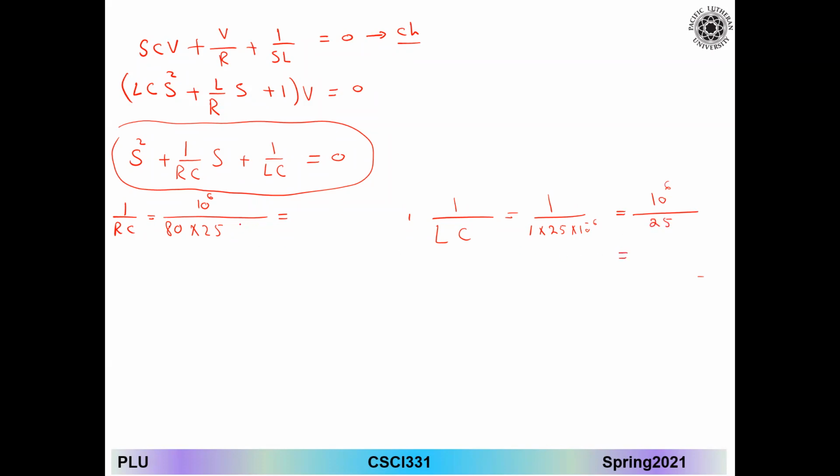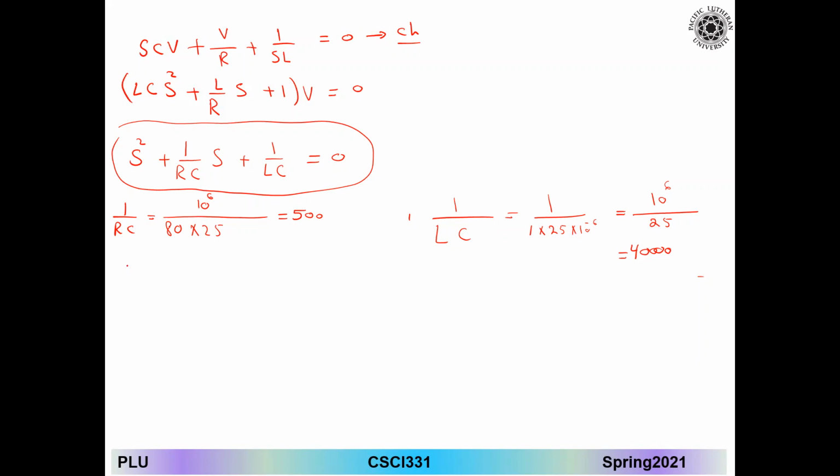Anyone has those two values? 1 over RC, how much? I got 500. We can take 500. And this one, million times 20 divided by 25. Something that starts with the 4. 40,000. 40,000 as a value. Okay, great.